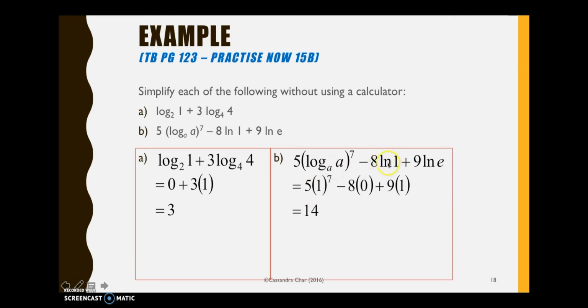This is just log base e of 1. And we talked about it. When the number here is 1, this will give me 0. And ln e itself is just 1. Keying this into the calculator, I will get 14.